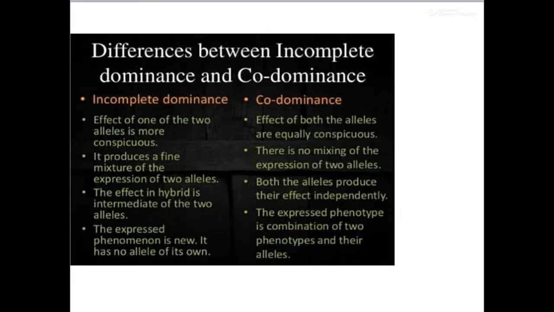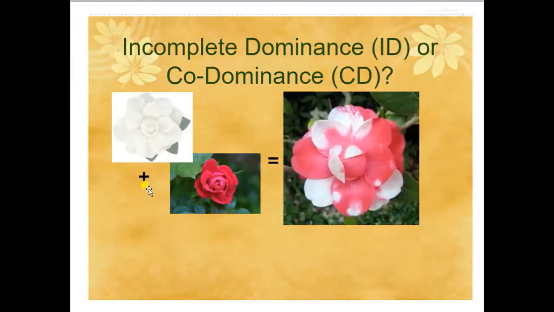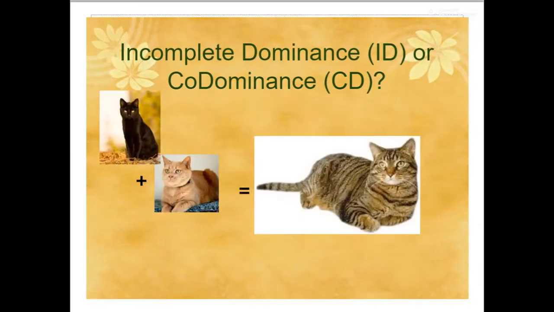Now let's explore some examples. I guess you can tell me, is this incomplete dominance or codominance? This is a case of codominance because both the parental traits are being expressed over here. Now, is this incomplete dominance or codominance? Here, you can look, both the features of the parental traits are being expressed together. So it is a case of codominance. Both the alleles are being equally expressed.